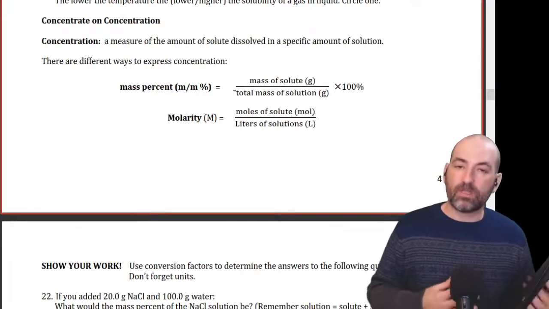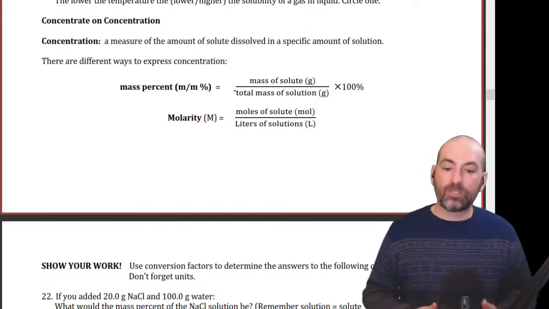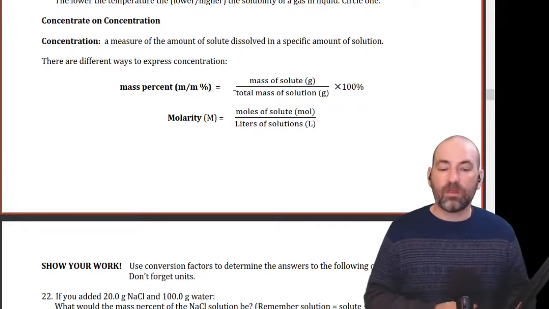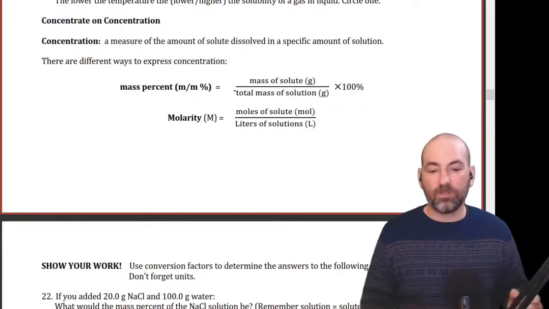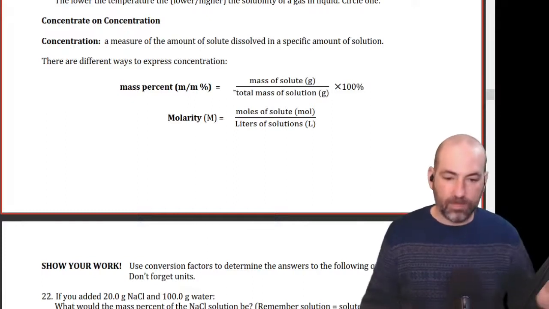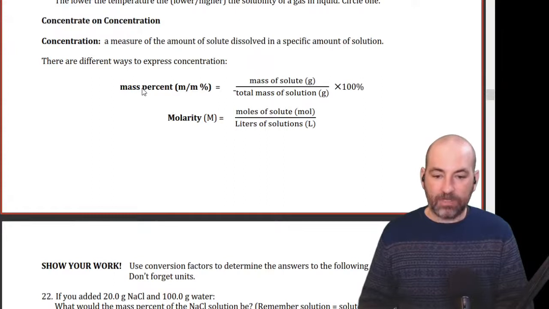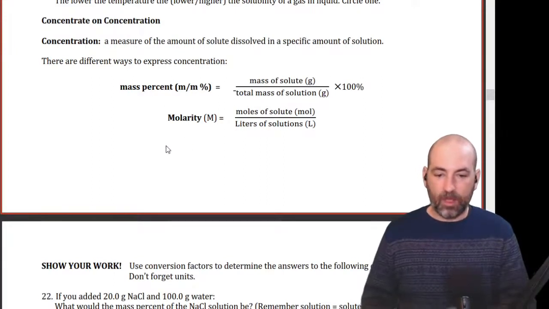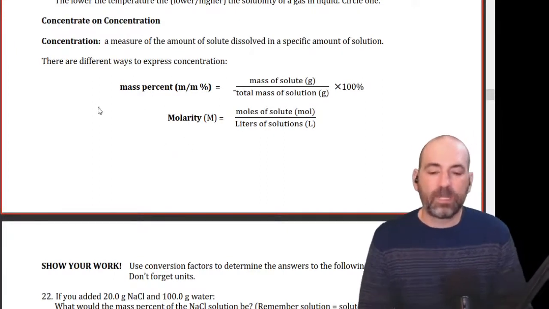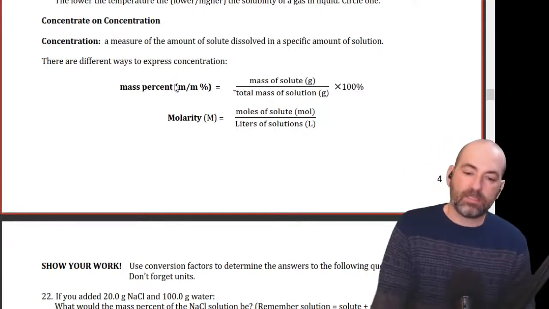And so that's how we generally calculate what we call concentration, the measure of how much solute is dissolved in a specific amount of solution. There's lots of different ways to measure concentration. We're going to focus on two of them in this class, mass percent and molarity. Mass percent is also sometimes called percent by mass.